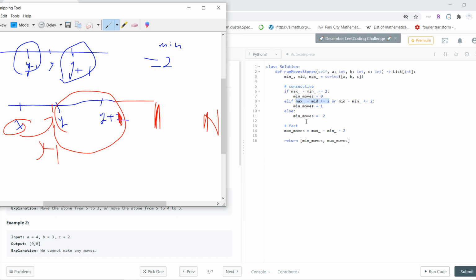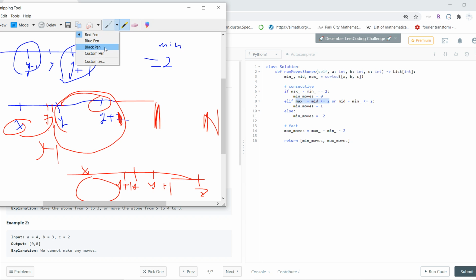Or the other case is that the gap on the other side is already small, and then you just move the stone to there. And the final case is that this is y, and you need y minus 1 and y plus 1, with x and z somewhere far away. In this case you need to move z to one of those points and then move x to the other, so you move to these 2 points. So in this case, the minimum move is 2.